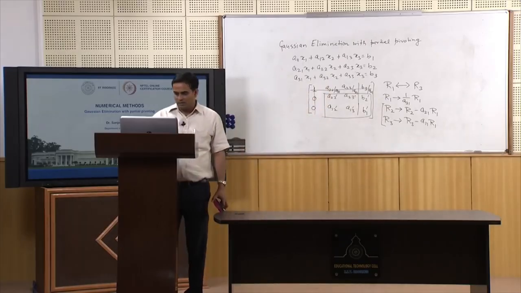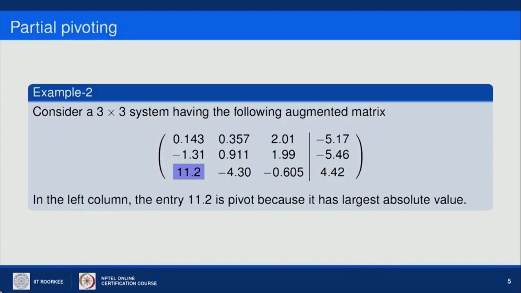So let us take an example of this method. I will consider the same example which I took in my previous lecture, for which I got a wrong answer using Gaussian elimination. Here is the same augmented matrix, three equations with three unknowns. In the first operation of Gaussian elimination with partial pivoting, I will search for the element having the maximum absolute value in the first column. Here you can see the element 11.2 has the highest value. So I will interchange my first and third equation. This is exactly the same as what we did while I was explaining the procedure.